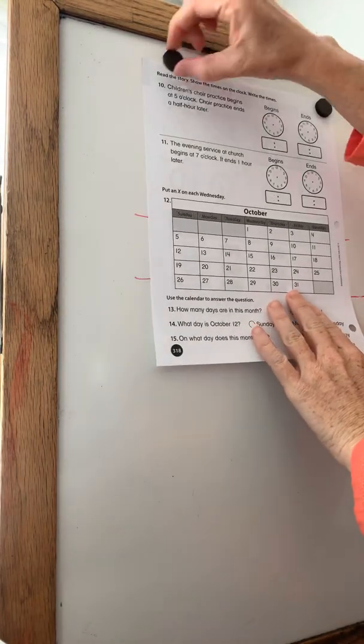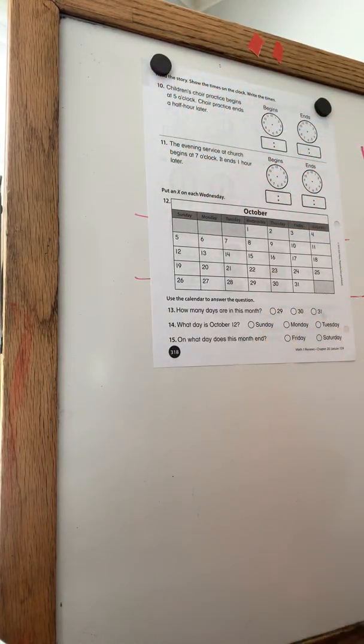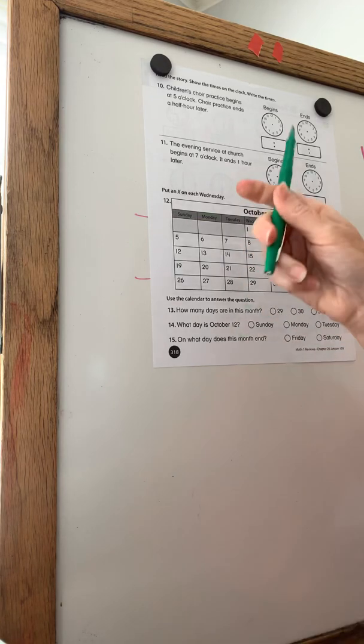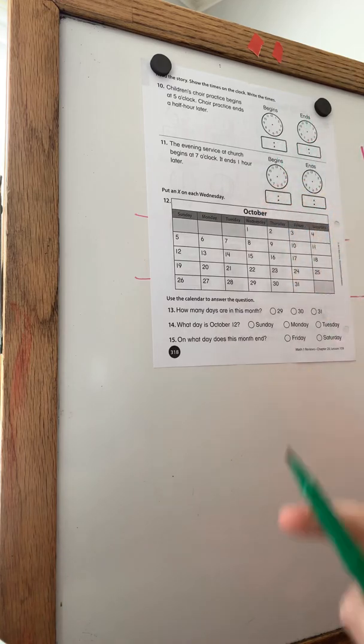All right, let's see. Okay, read the story, show the times on the clock, and write the times. Children's choir practice begins at 5 o'clock. Choir practice ends a half hour later. So I've got to draw the beginning time and the ending time.